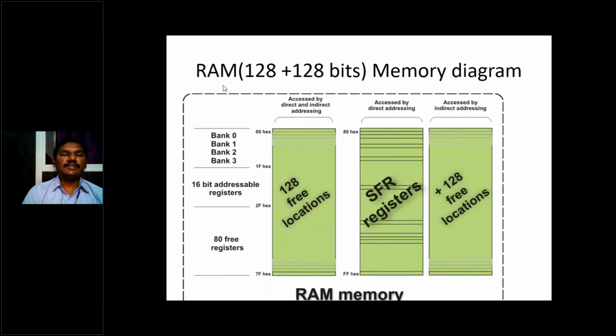Let's see. I'll explain a little bit about this RAM memory. This RAM memory of 128 bytes is divided into 00 to 7F. So 00 to 7F means 128. 7F means 1, 1, 1, 1, 1, 1, 1: F means four 1s, 7 means three 1s. So if you take all the values, 7 bits, 2 power 7 equals 128.